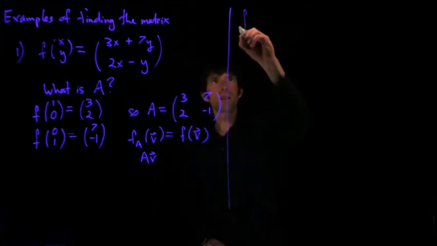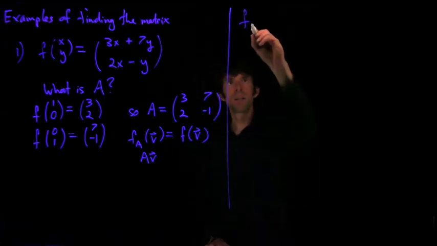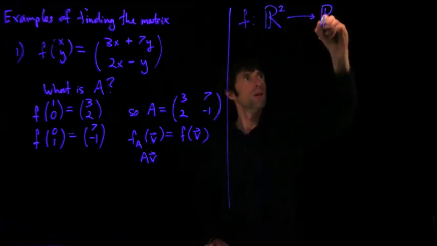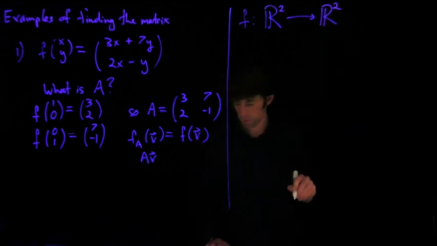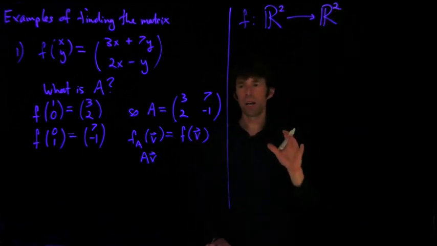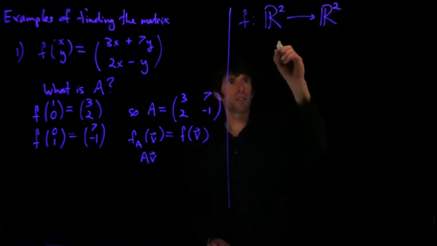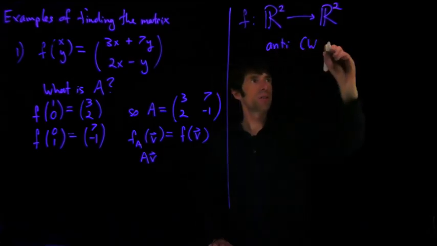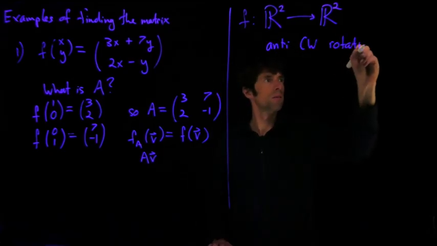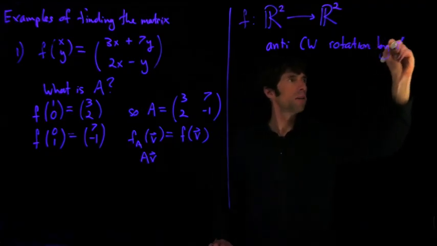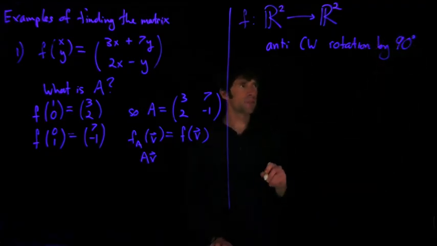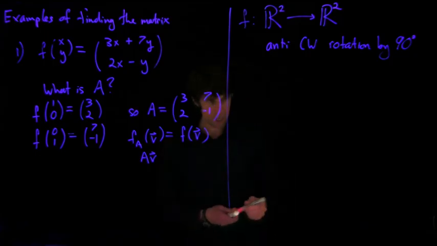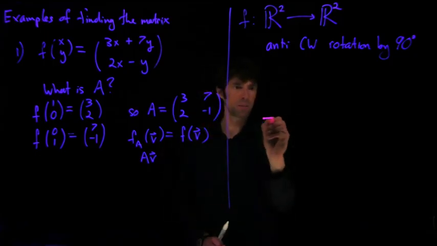So let's consider now a function f that goes from R2 to R2. And I'm going to tell you a geometric recipe to define this function. This is going to be anti-clockwise rotation by 90 degrees. OK, so let's draw a picture of what's going on here.